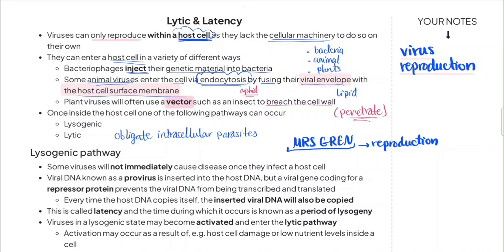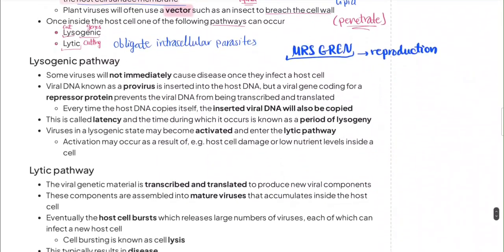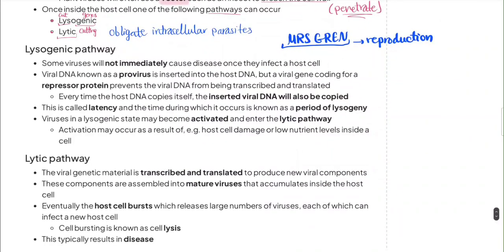Once inside the host cell, one of the following pathways can occur. It's either the lysogenic pathway or the lytic pathway. Lys means to break or to cut. Genic means to do with the genes, the genome. However, lytic is just cutting. And we're going to discuss what the terminology means here: lysogenic pathway and lytic pathway.